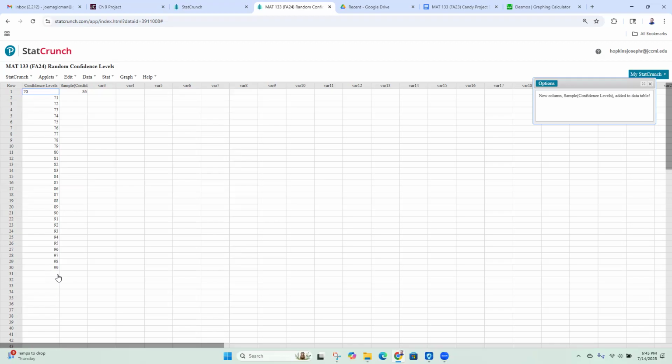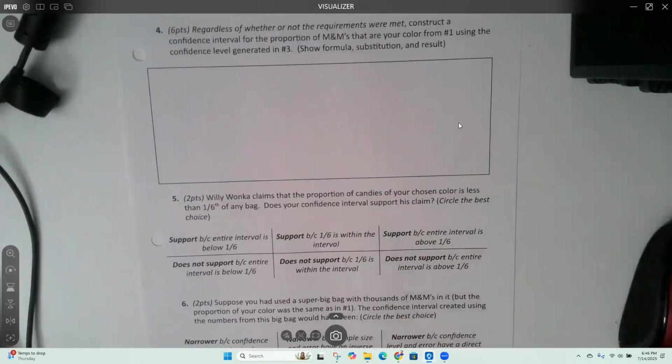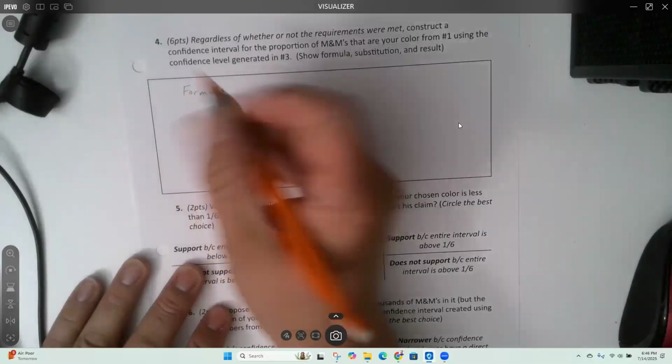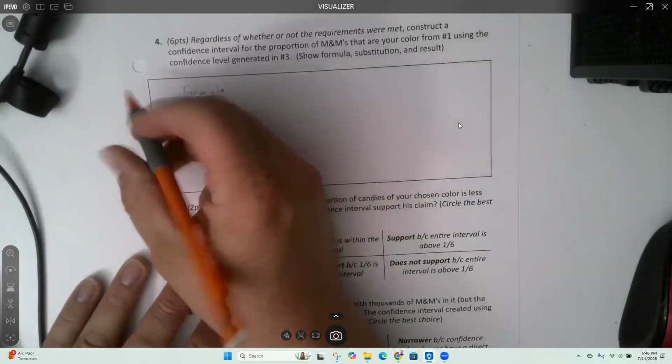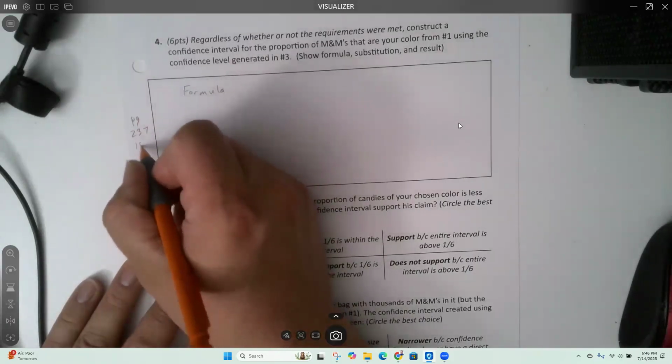With that in mind, we're going to go on to page 533. So here on page 533, regardless of whether or not the requirements were met, even if you're below 10, we're going to keep going. We're going to make ourselves a confidence interval. There is a formula for that. You'll find that formula on page 237, and also on page 189.